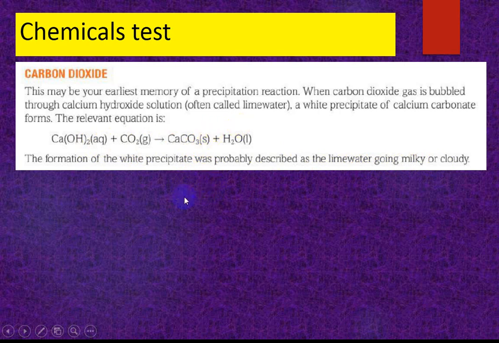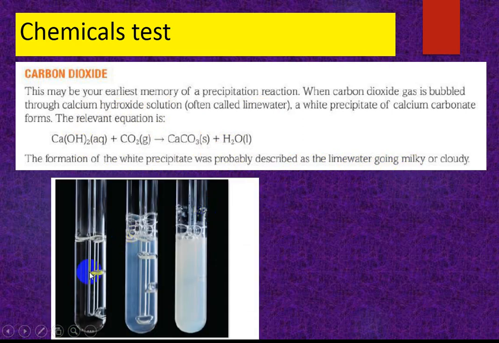Calcium hydroxide solution is called lime water. Here a white precipitate is formed, described as lime water turning milky or cloudy. Now look, this is clear lime water. In the presence of carbon dioxide, it becomes cloudy. Okay.